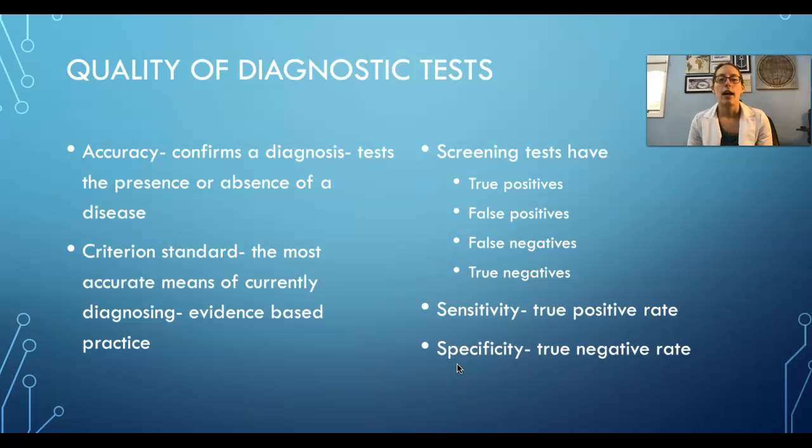We also want to take into account the quality of the diagnostic test. So that's the accuracy. If it's accurate, it confirms the diagnosis. Tests the presence or absence of a disease. So do you have it? Do you not? The criterion standard is the most accurate means of currently diagnosing. So that's evidence-based practice. If we know the most accurate way of diagnosing a blood clot is to do a nuke med scan, then that's what our first priority should be in diagnostics.